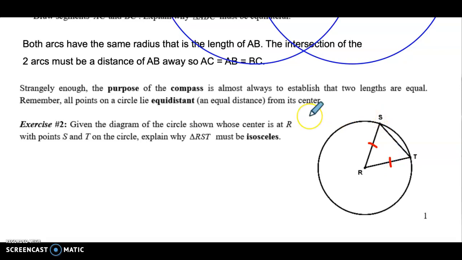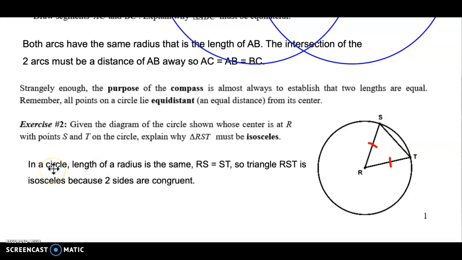Think about that for a second. Why would those two sides be congruent to each other? Think about what kind of line RS is and what kind of line RT is in terms of the circle. All right, RS and RT are both the radius of the circle, and in a circle, all your radii are equal to each other. So therefore, that triangle has to be isosceles because RS and RT are congruent.